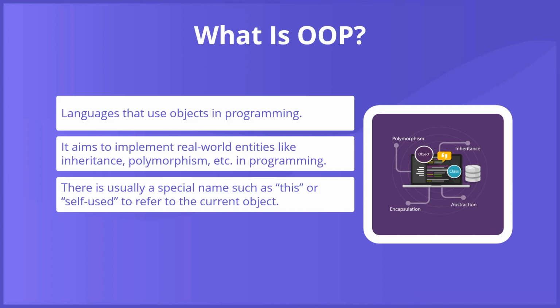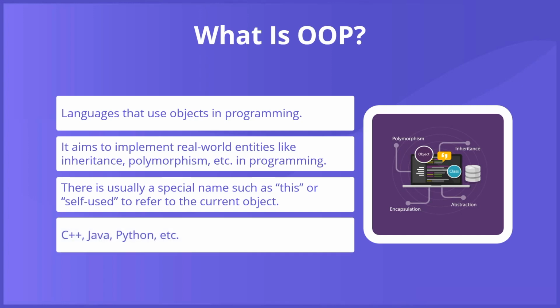OOP languages are diverse, but the most popular ones are class-based, meaning that objects are instances of classes, which also determine their types. Many of the most widely used programming languages, such as C++, Java, Python, etc., are multi-paradigm and support object-oriented programming to a greater or lesser degree, typically combined with imperative procedural programming.